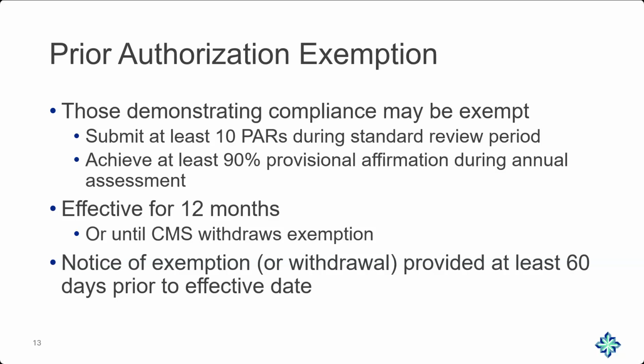Whether you have a notice of exemption or a withdrawal of an exemption, we will provide at least 60 days prior notification to the effective date for that. So if either of those change, we will let you know.